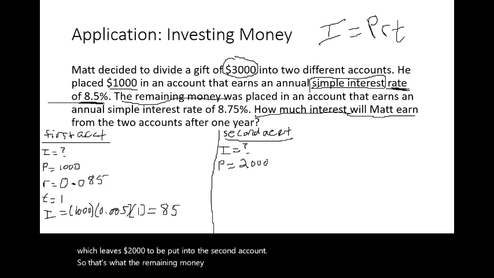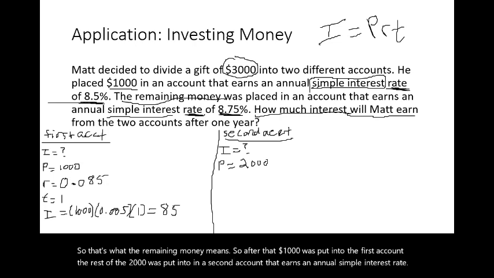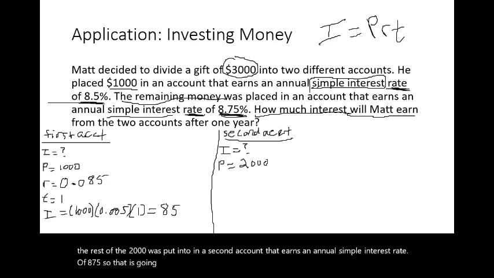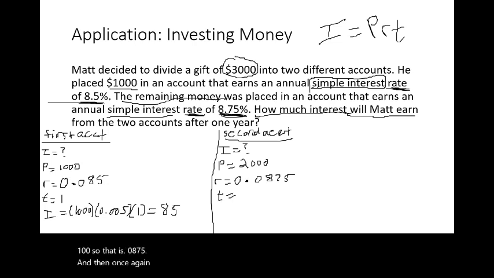So after that $1,000 was put into the first account, the rest of the $2,000 was put into a second account that earns an annual simple interest rate of 8.75%. So that is going to be your R. I'm going to turn 8.75% into a decimal by dividing it by 100. So that is 0.0875. And then once again, the time is still 1 year.